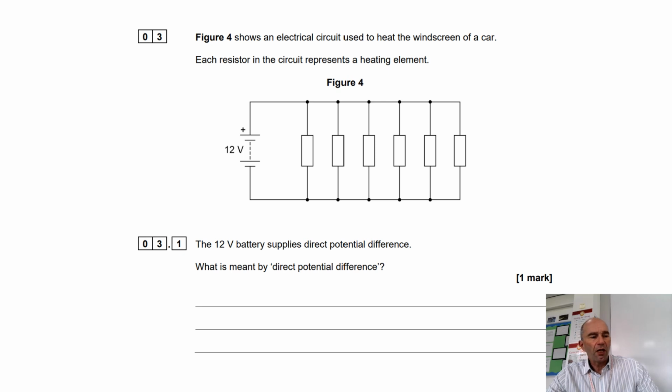Here we've got an electrical circuit used to heat the windscreen of a car. Each resistor in the circuit represents a heating element. So 3.1, the 12 volt battery supplies direct potential difference. What is meant by direct potential difference? So this is where the polarity of the potential difference doesn't change. Essentially, it means that the direction of the potential difference doesn't change.